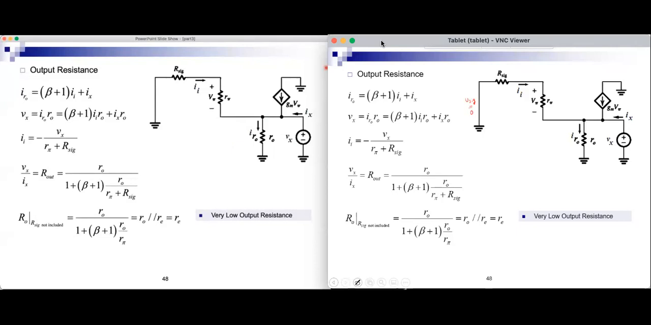All right. So the question was, why was R sig not included in RO? If I want to calculate RO, this is the input here. I set the input to 0. When I set the input to 0, R sig is shorted, and therefore it doesn't appear. So when I set the input to 0, I'm not including R sig.